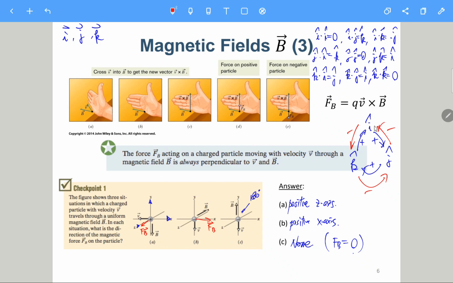And k cross i will be positive j. And the other way around, i cross k will be negative j. k cross j will be negative i. j cross i will be negative k. And if they cross themselves, i cross i, j cross j, k cross k will be zero. So actually, I think you should know all these identities. In the hardcore physics textbook, they will use the notation epsilon ijk. It is actually a tensor.